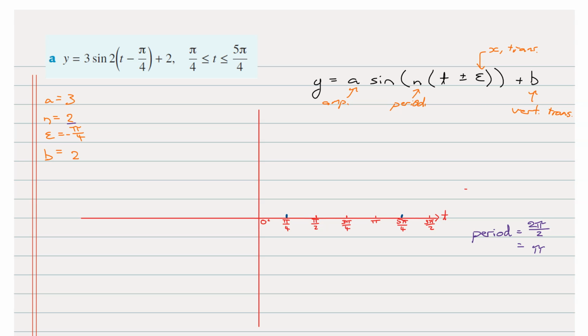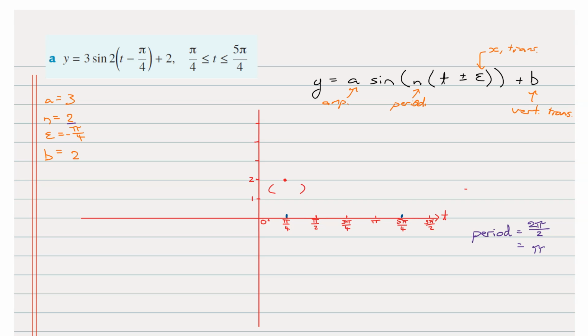Now we have to look at the vertical axis. What we're going to say is that we've got an amplitude of 3, or a scaling factor, dilation of 3, and then we've got a translation of positive 2. So the graph itself is going to start at this point here, where b is.